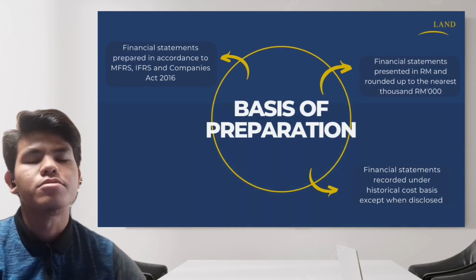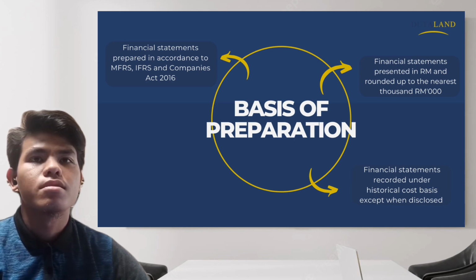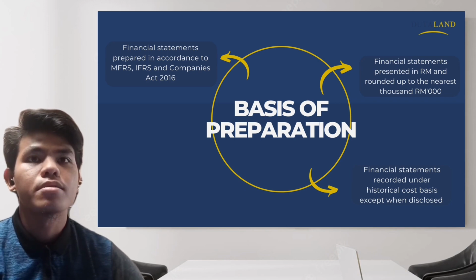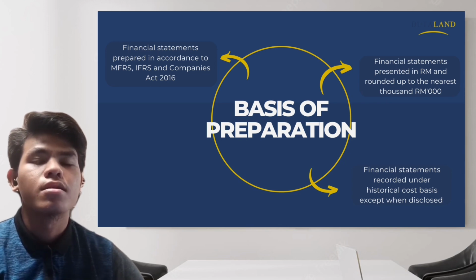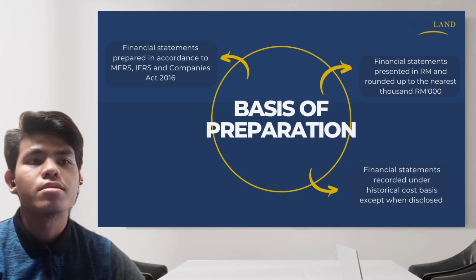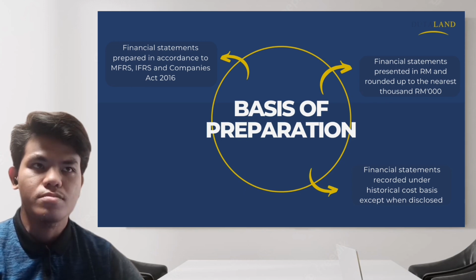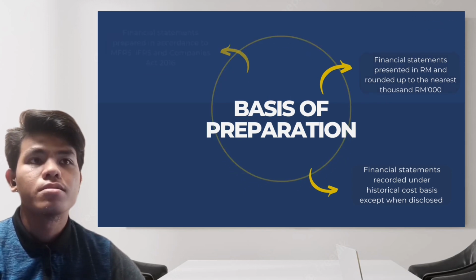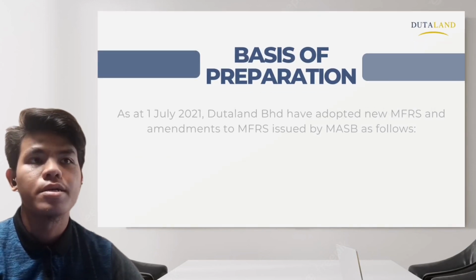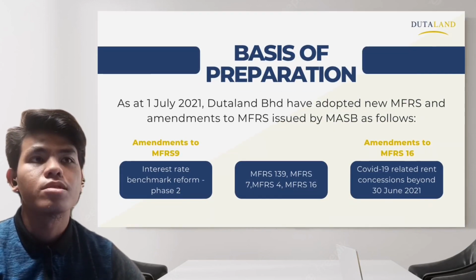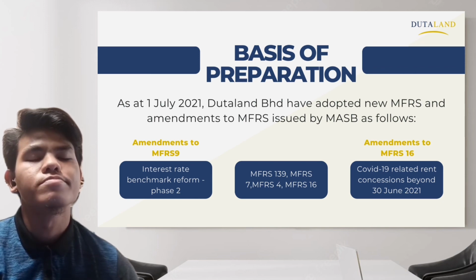For basis of preparation, DutaLand Berhad's financial statements are prepared in accordance with MFRS, IFRS, and the Companies Act 2016. The financial statements are recorded under the historical cost basis, except when disclosed. The financial statements are presented in RM and rounded to the nearest 1,000 ringgit.